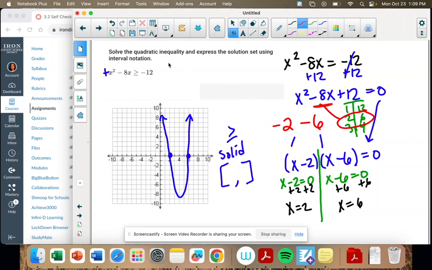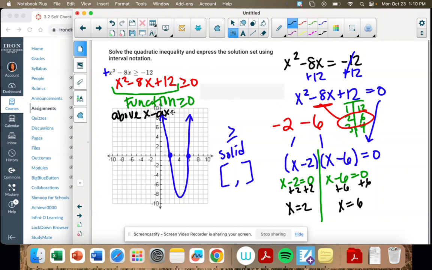All right, so now let's look. If I were to add the 12, like I did over there, I would have my function greater than or equal to 0. So when the function's greater than, that means above the x-axis. So I'm looking up here. Here's my x-axis, it's above.